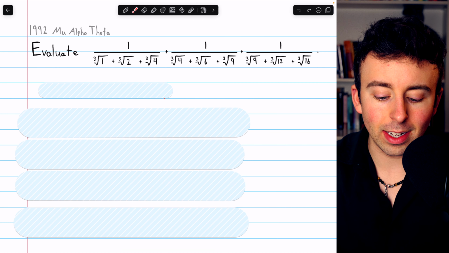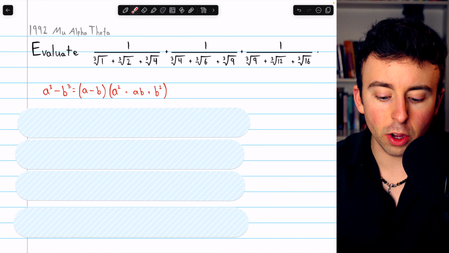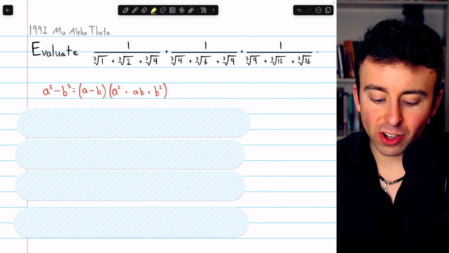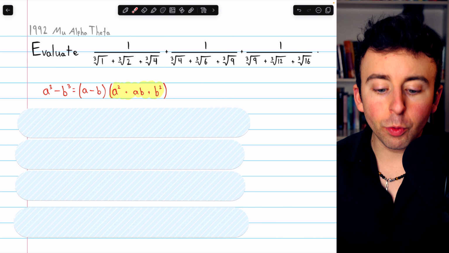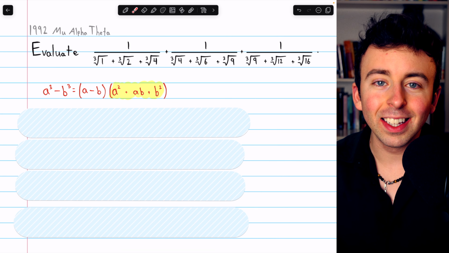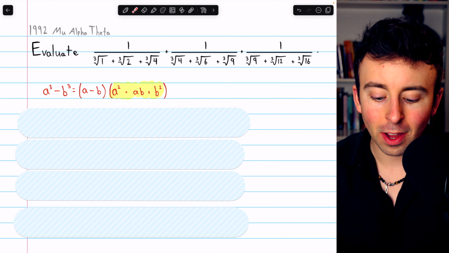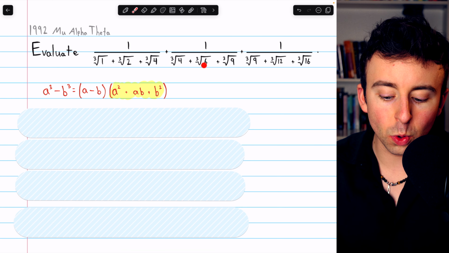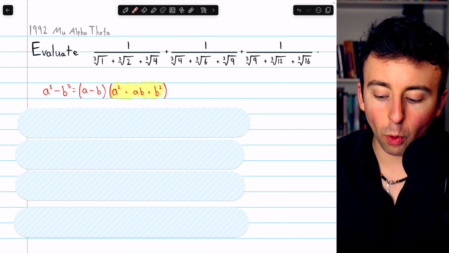It's not as nice as the difference of squares factorization, but there is a factorization for the difference of cubes, and this is what it looks like. Now you might notice the connection. The magic is all in this term here, a squared plus ab plus b squared. If we just ignore the cube roots here, look at this. You've got 1 squared plus 1 times 2 plus 2 squared. In the next term, 2 squared plus 2 times 3 plus 3 squared. 3 squared plus 3 times 4 plus 4 squared.